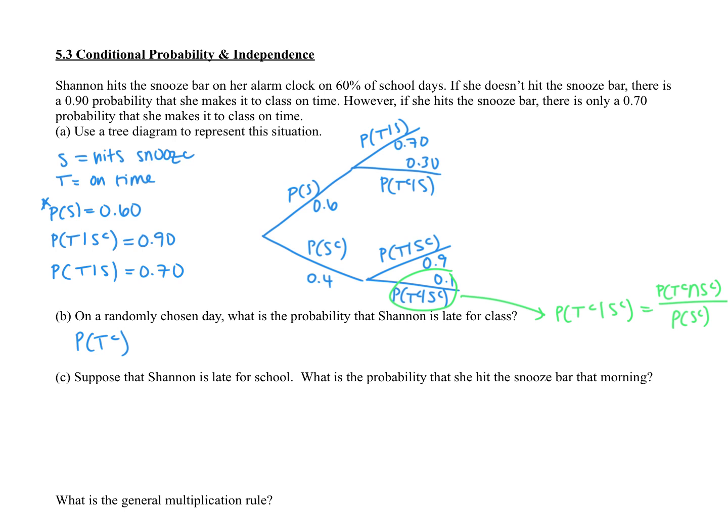The key to the tree is we add on some probabilities here. We can see from this formula right here, if I put this probability over 1 and I cross multiply, that if I take that conditional and multiply by that given probability, it gives me an AND.